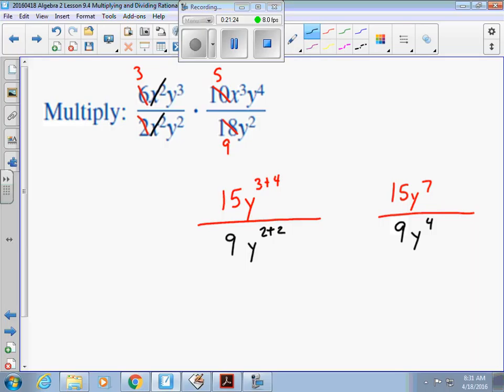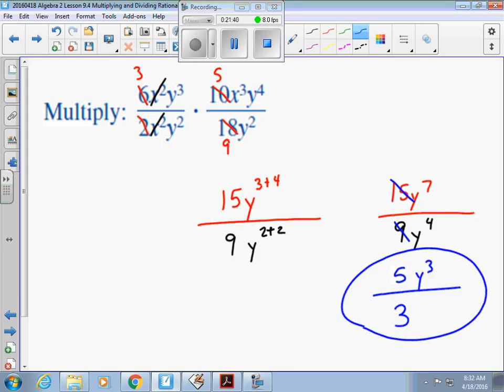The number 3 goes into both 15 and 9. It goes into 15 5 times and into 9 3 times. And y to the 7th divided by y to the 4th, you subtract them. 7 minus 4 gives you y to the 3rd. This is simplified, 5y to the 3rd over 3.